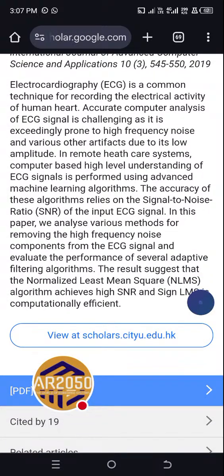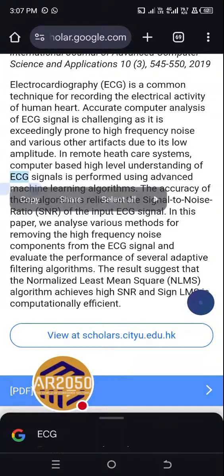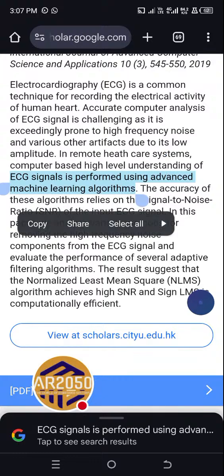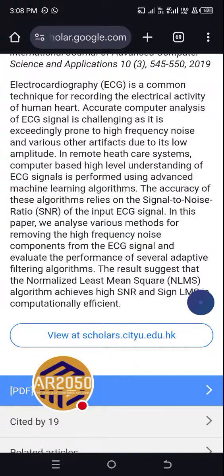Computer-based high-level understanding of ECG signal is performed using advanced machine learning algorithms. So we could perform the ECG signal analysis with machine learning algorithms. But as I said in my previous stream, we should focus on the basic systems, and we should first evaluate their strengths and weaknesses before jumping to machine learning. I always prefer to not jump directly to machine learning.